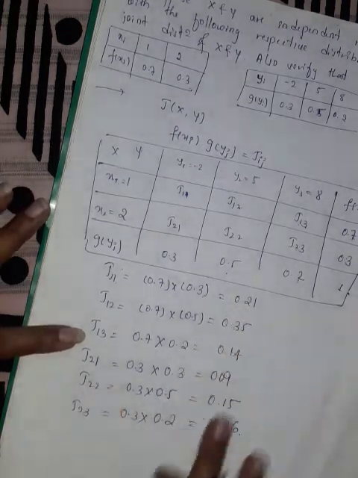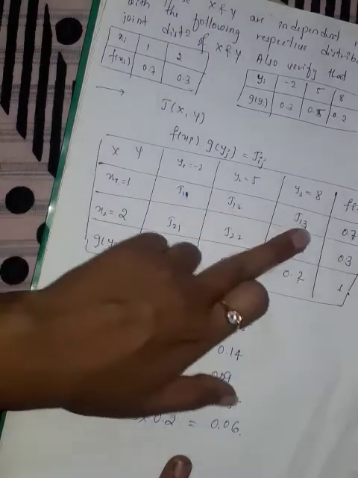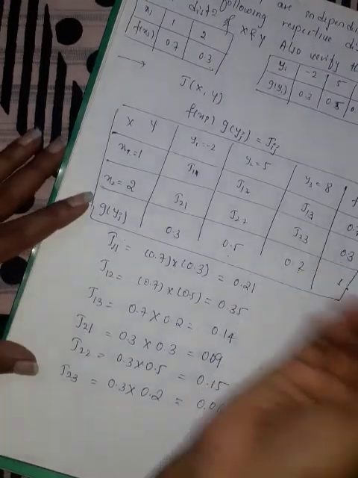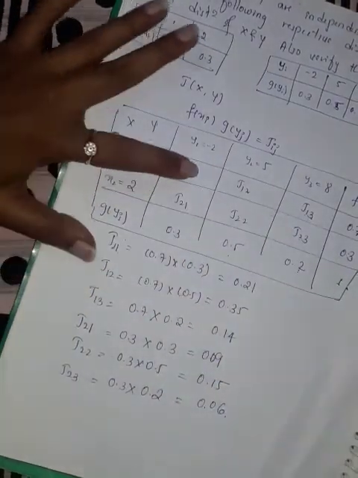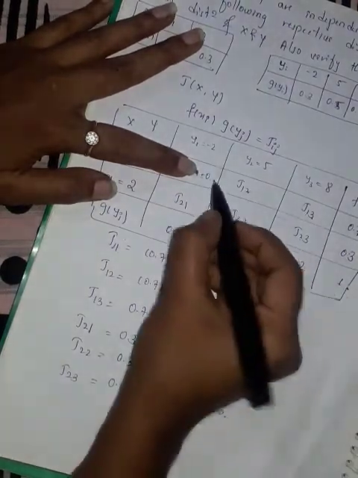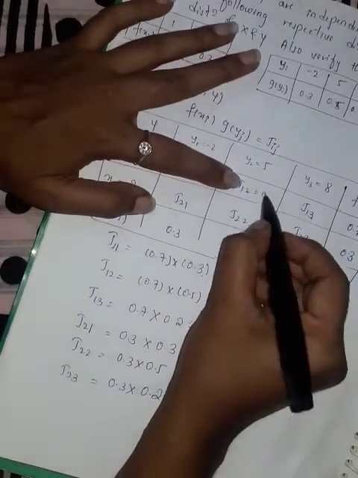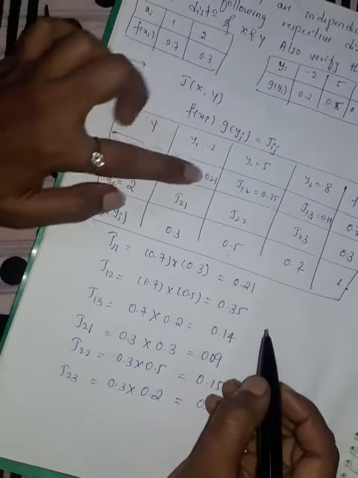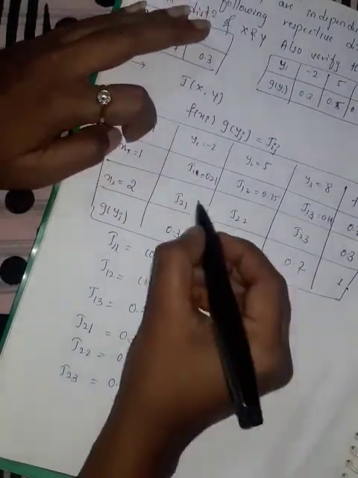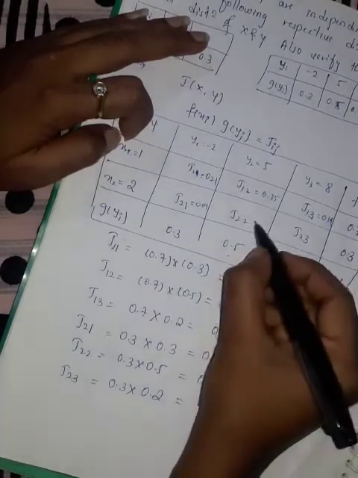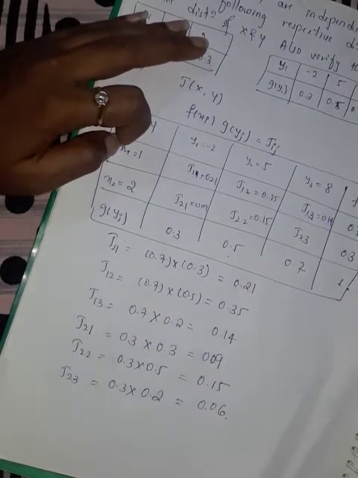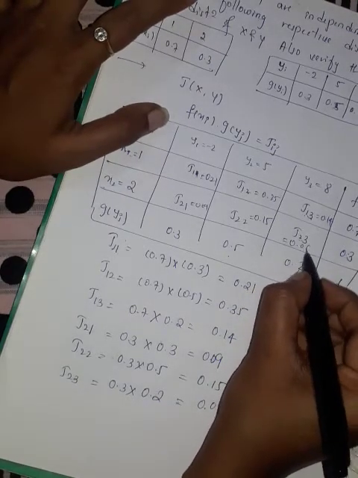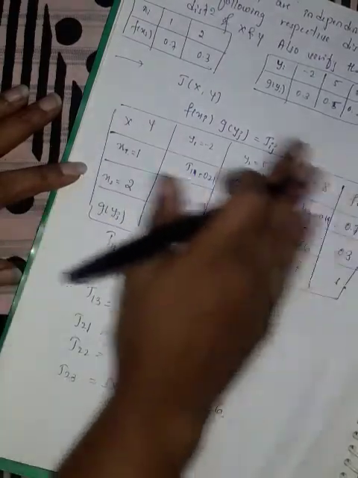So put all these values in place of J11, J12, J13, and we will get our required distribution table. I'll put it here only. So what we got: J11 is 0.21, J12 is 0.35, J13 is 0.14, J21 is 0.09, this is 0.15, and this is 0.06. This is our required joint distribution table.